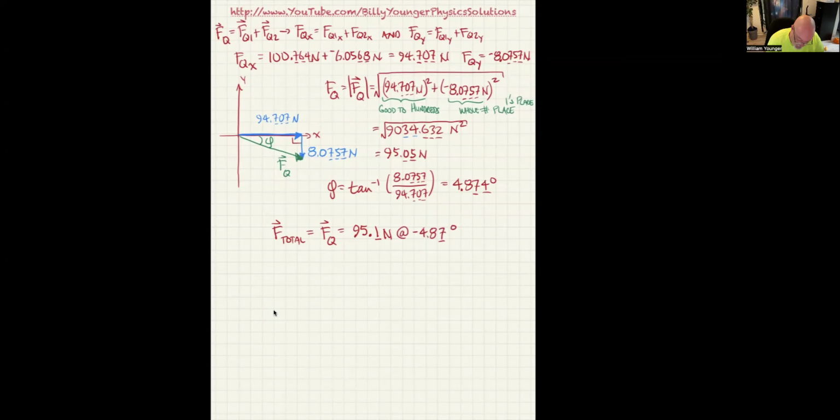So that's the answer. Hopefully that'll help you work out the difficulties you might have with vectors and components and all that good stuff. But that's enough, I think.